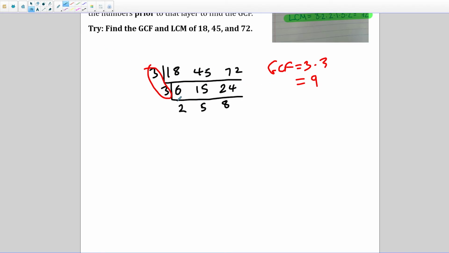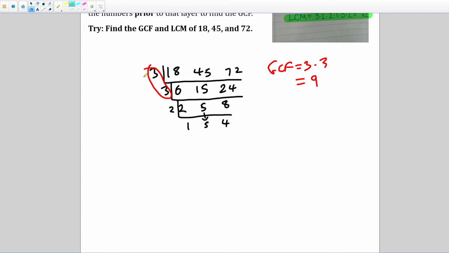You can see here that I can divide two of these by the same number. I can divide 2 and 8 by 2, so I'm going to go ahead and do that. And I'm going to bring this 5 down. I can't divide all 3 or 2 of them by the same number anymore, so my work here is complete.